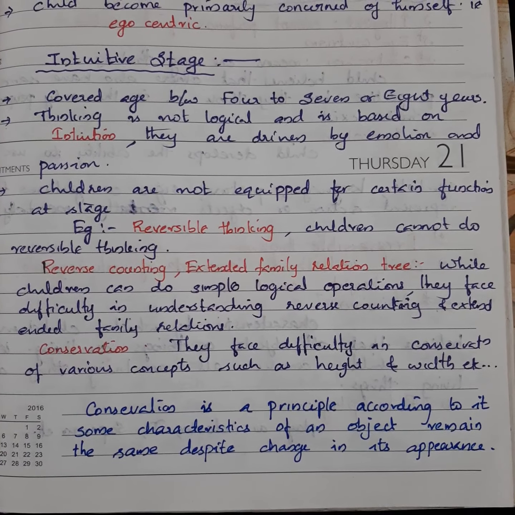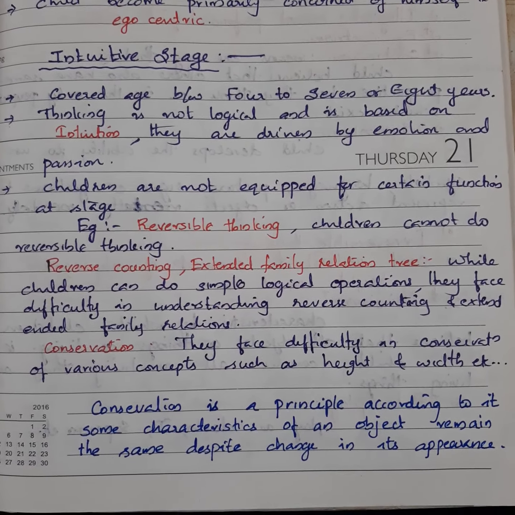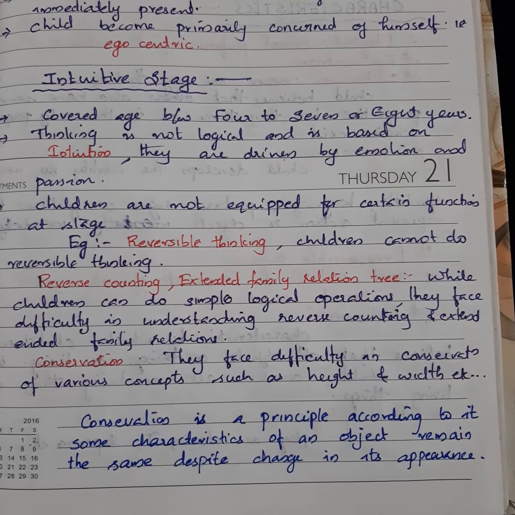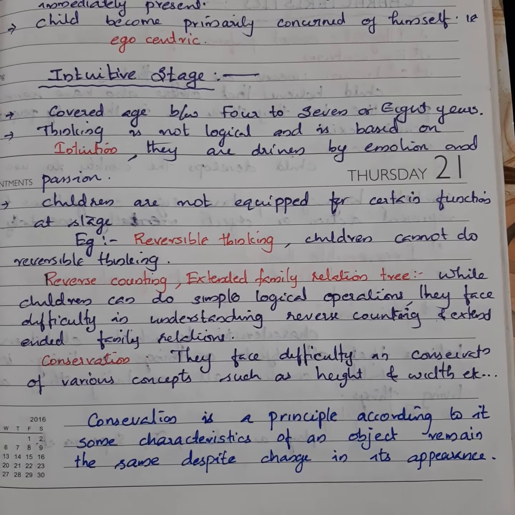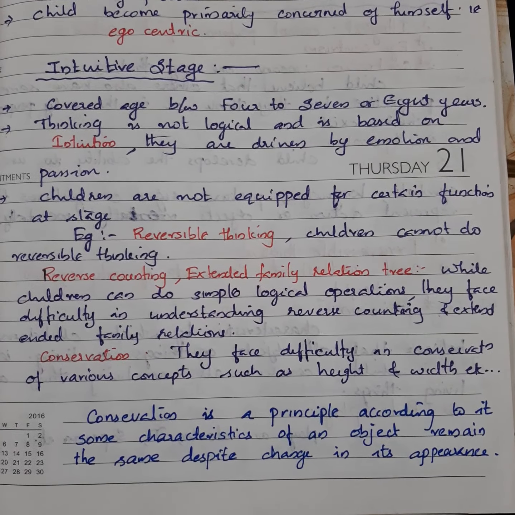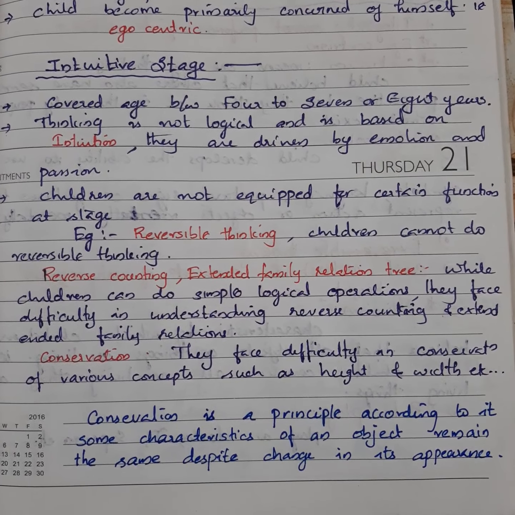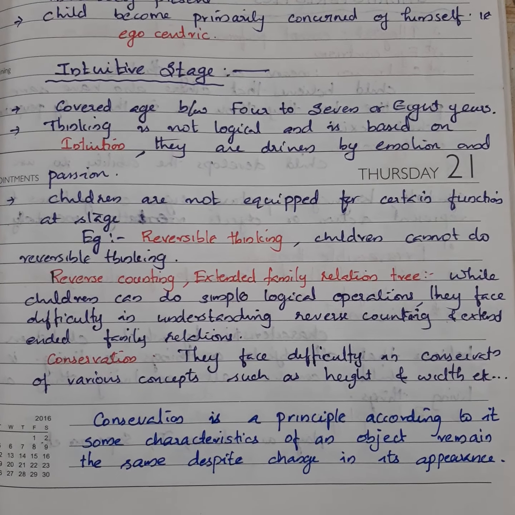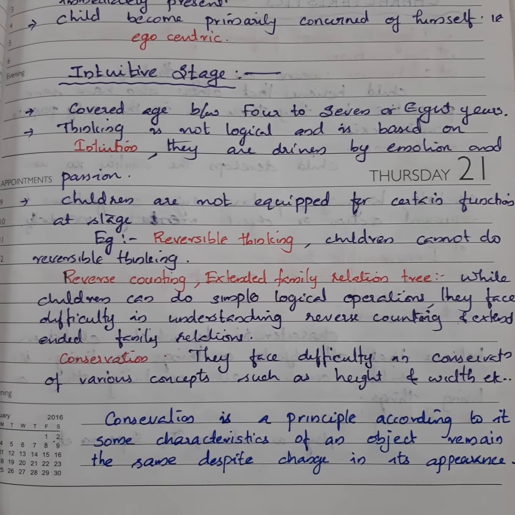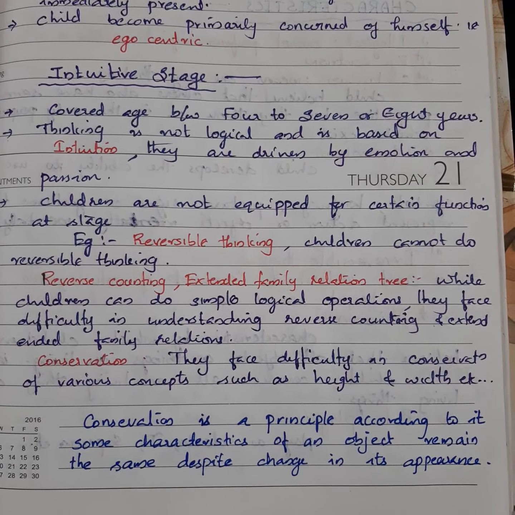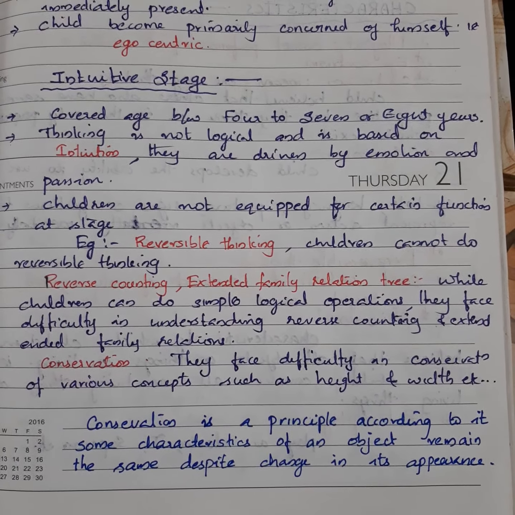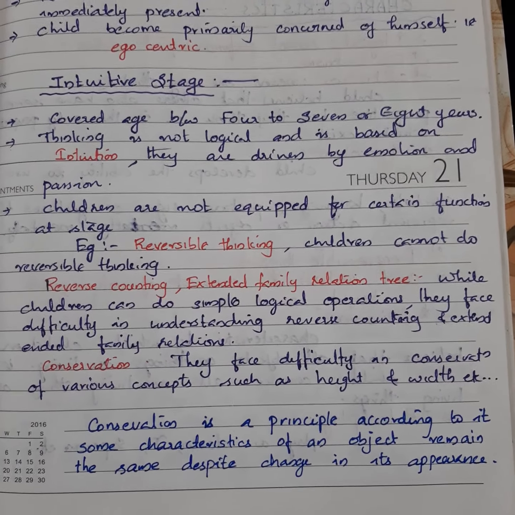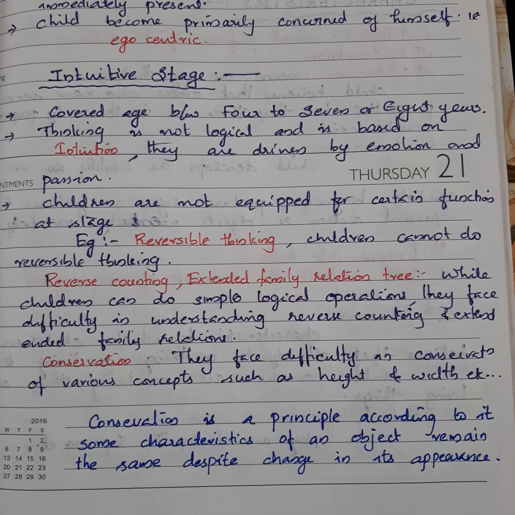Other examples are reverse counting and the extended family relation tree. That is, while children can do simple logical operations, they face difficulty in understanding reverse counting and extended family relations. Another most important characteristic is conservation. Children face difficulty in conservation of various concepts such as conservation of height, weight, width, etc.